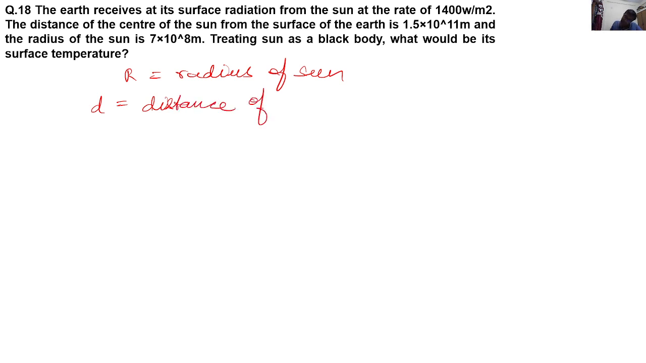Okay, the Earth receives the surface radiation from the sun, so that is given. Distance is also given. So we can easily understand that we need to use some sort of the inverse square formulation to understand the surface temperature. Let's assume that capital R is the radius of sun, d is the distance of the Earth from the center of the sun.